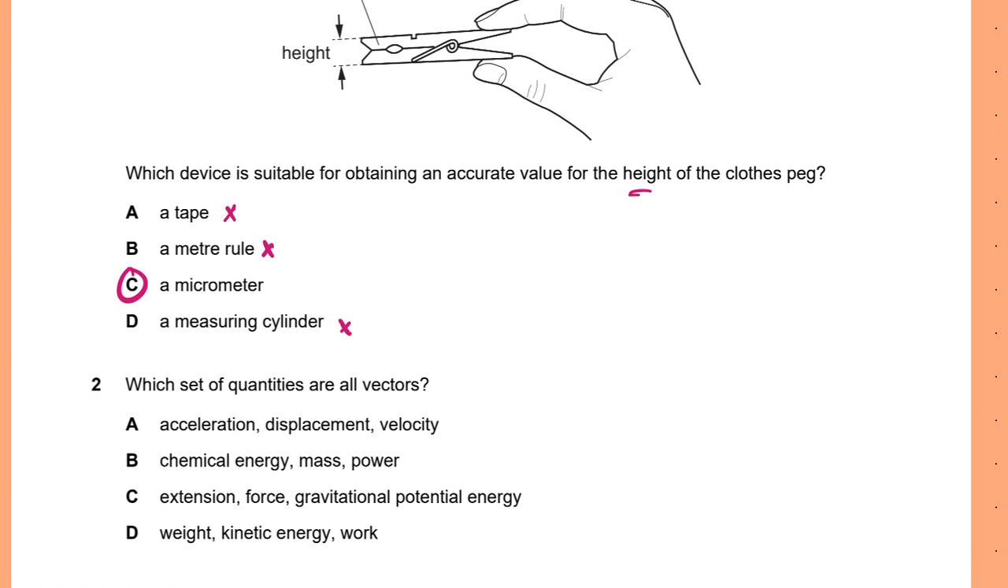Which set of quantities are all vectors? Acceleration vector, displacement vector, velocity vector. It's option A.